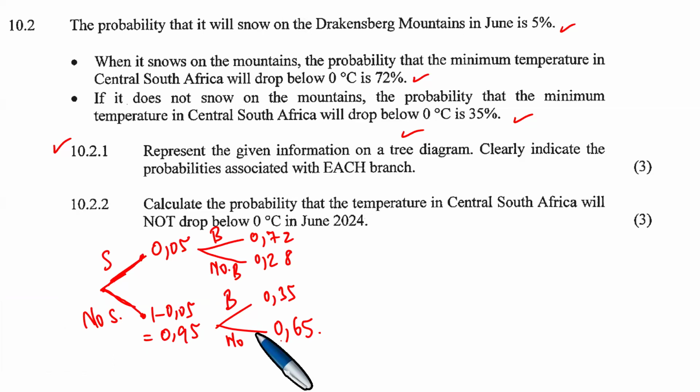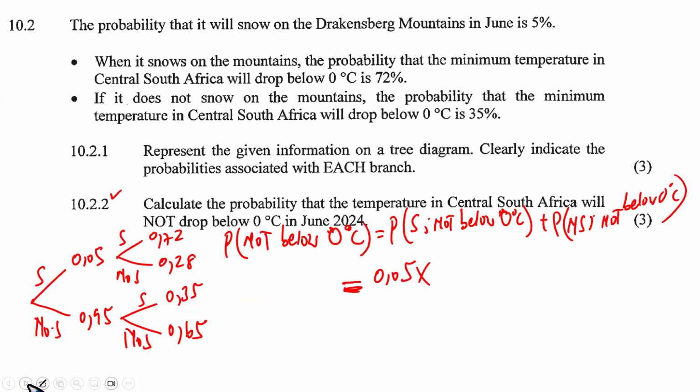Okay, so take note of that, not below 0. So that in the end, when it snows on the mountains, the probability that the minimum temperature in central South Africa will drop below 0 is 72%, which is 0.72, not below 0. Same thing there. So you can put the below 0, not below 0.